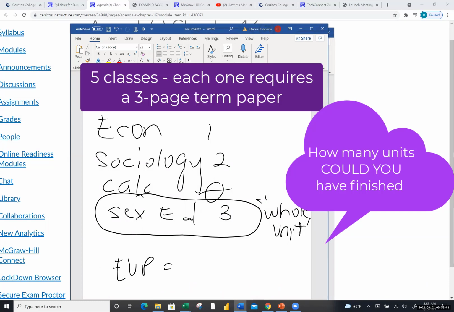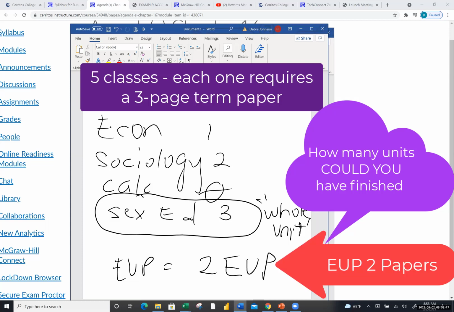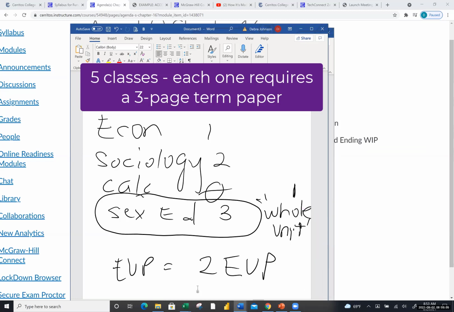You could have finished a total of 2 equivalent units, right? So once again, you have one whole unit. You have one paper that's completed from start to finish. But if you would have focused your effort and you wrote those total of 6 pages, you had the equivalent of having 2 papers finished. That's my concept of equivalent units of production.